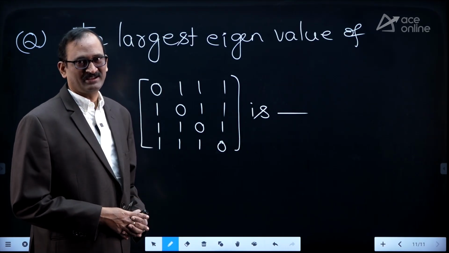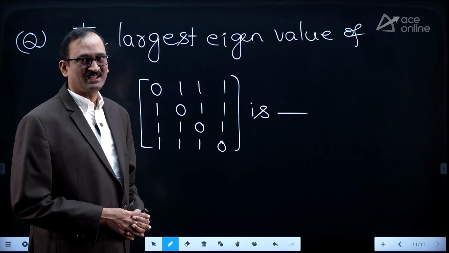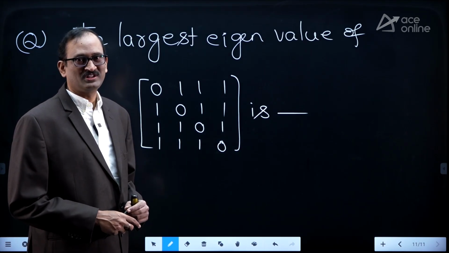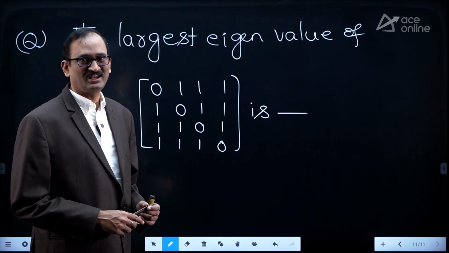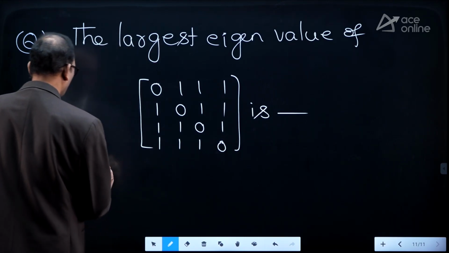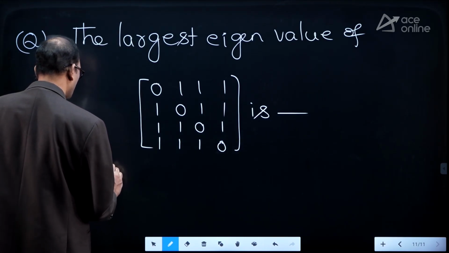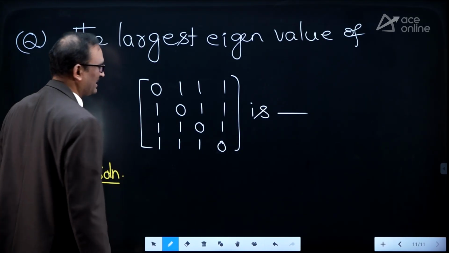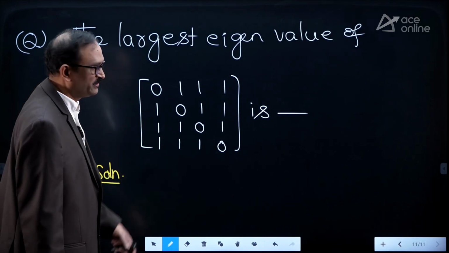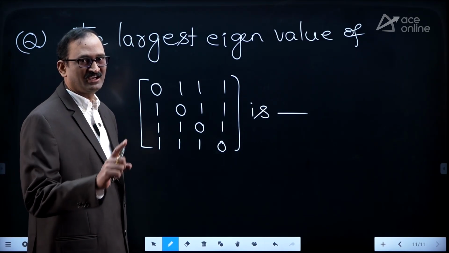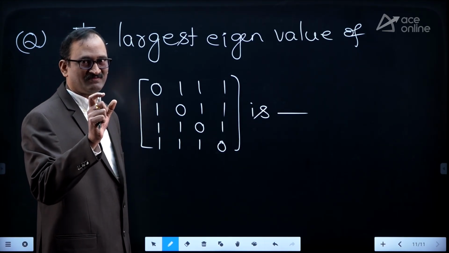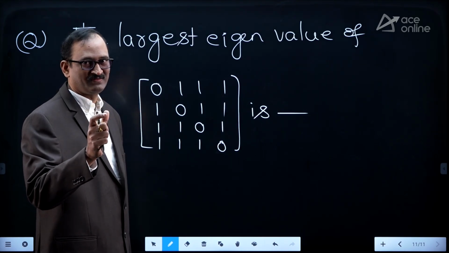matrix only will take time, and for a 4x4 matrix eigenvalue calculation you have to use the formula determinant of A minus lambda I equal to 0. By using that and solving the 4x4 matrix determinant, you will get a fourth order equation. By solving that fourth order equation, you will get 4 eigenvalues.